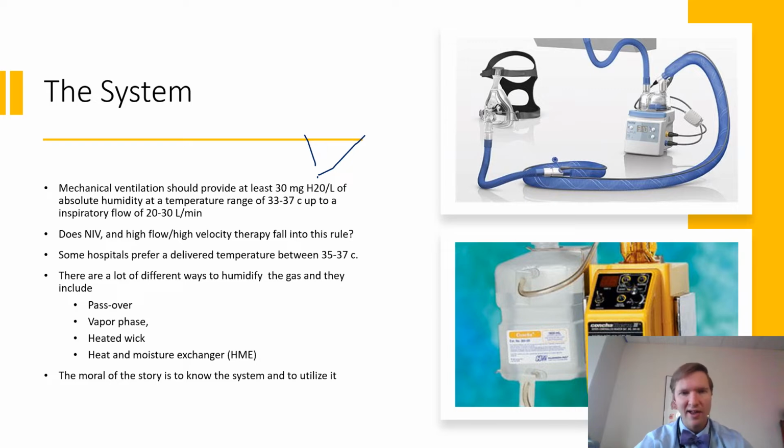I'll repeat it again. Mechanical ventilation should provide at minimum 30 milligrams of water per liter of absolute humidity at a range between 33 and 37 degrees centigrade for inspiratory flow rates of at least 20 to 30 liters per minute. So we need to make sure that we have at least that. Those are the minimum requirements for mechanical ventilation.